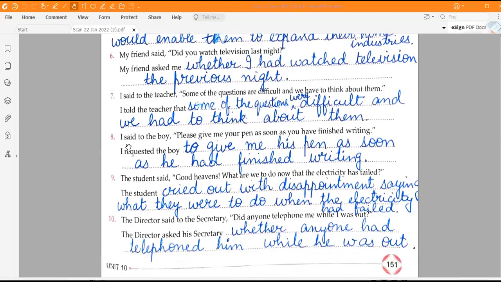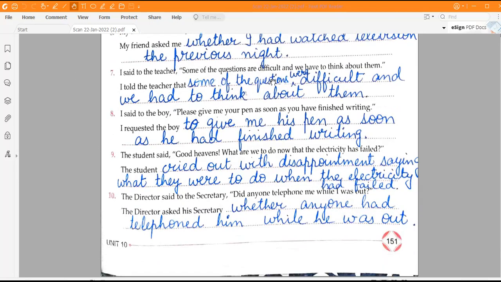Seventh one: I said to the teacher, "Some of the questions are difficult and we have to think about them." I told the teacher that some of the questions were difficult and we had to think about them. I forgot to write "were" here, so I have to add it.